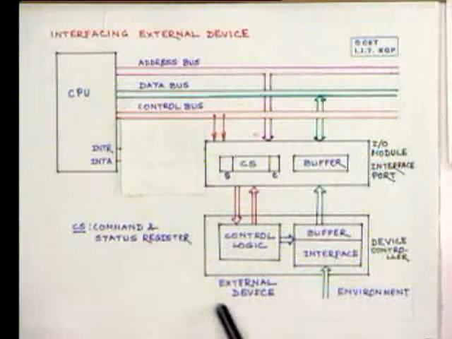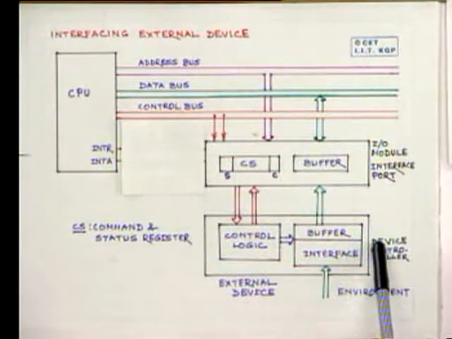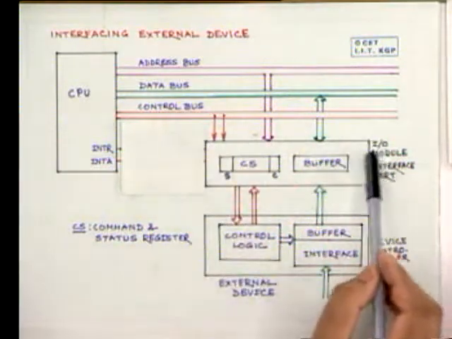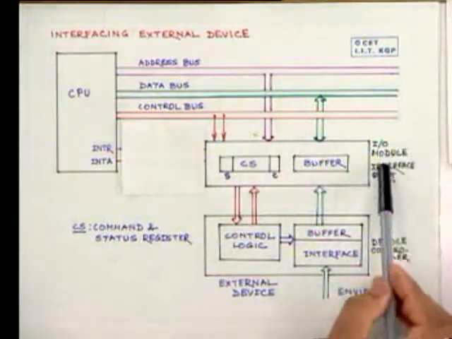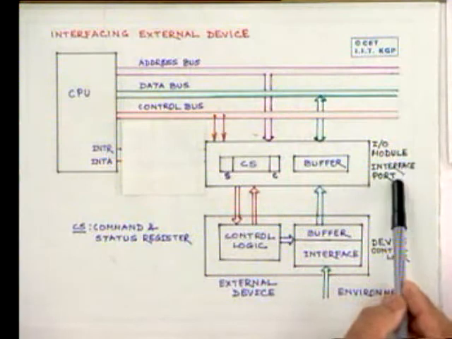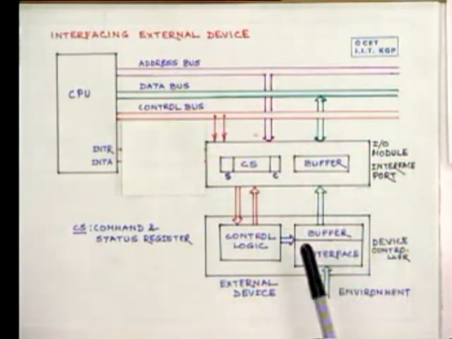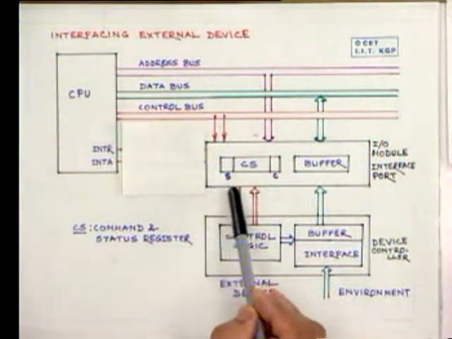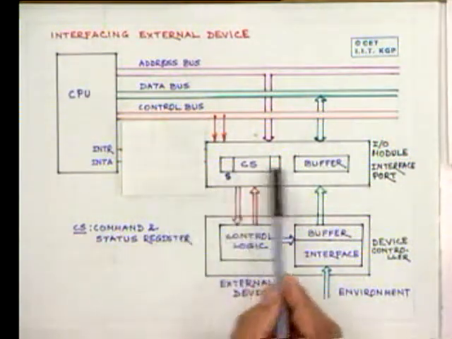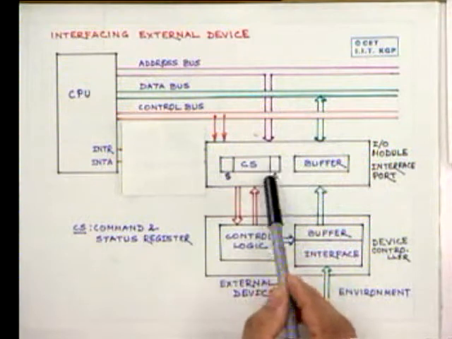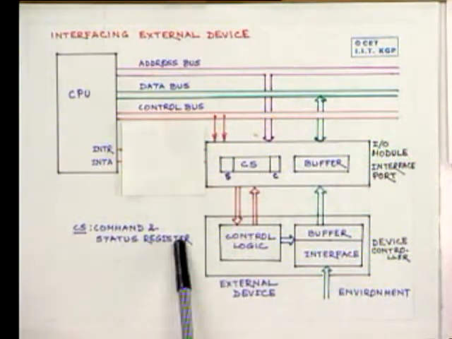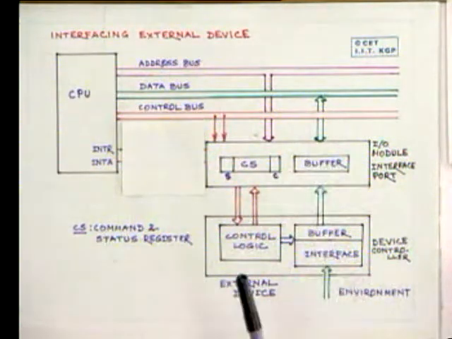Now, to connect this external device to the CPU bus, what we need is an I/O module. Sometimes it's called an I/O interface or an I/O port. Now, let us see what is there in that I/O module. In a simple situation, that I/O module will consist of only two registers: the control, command and status register, and the buffer register.